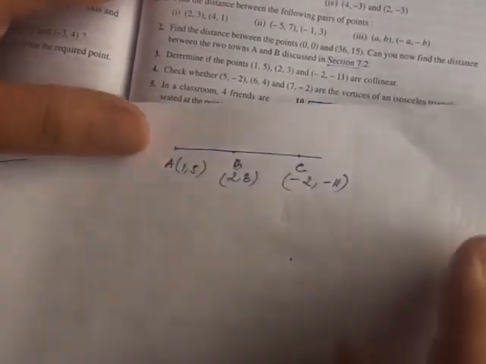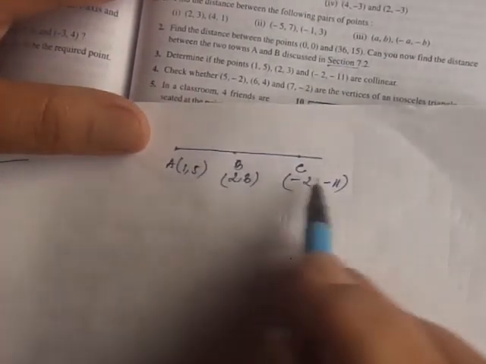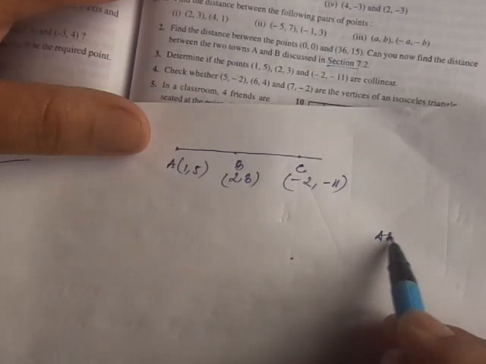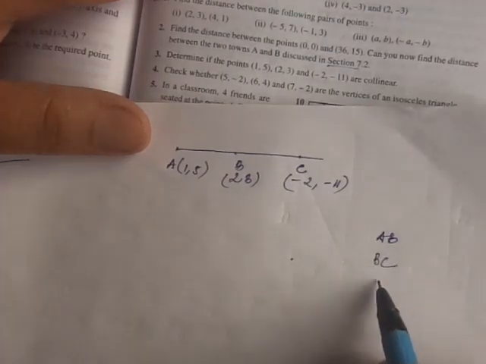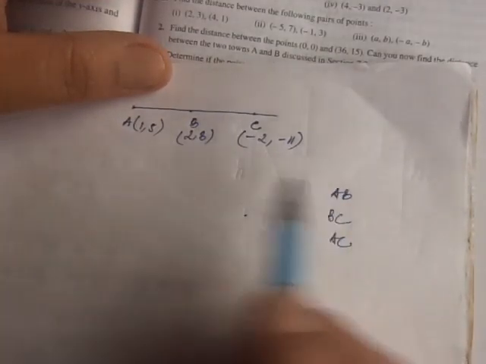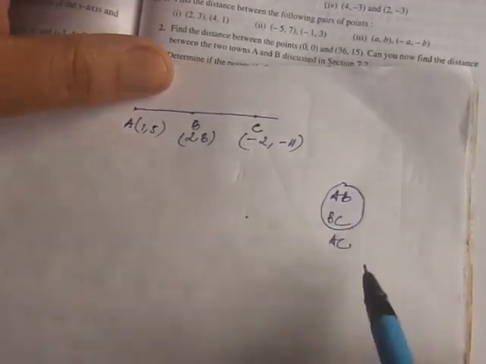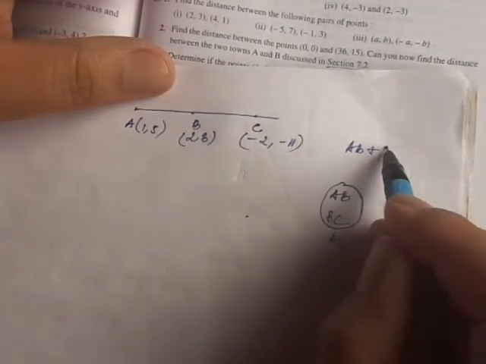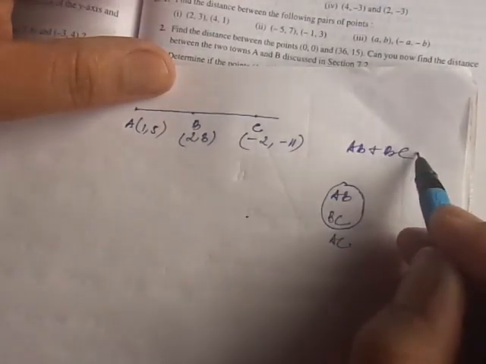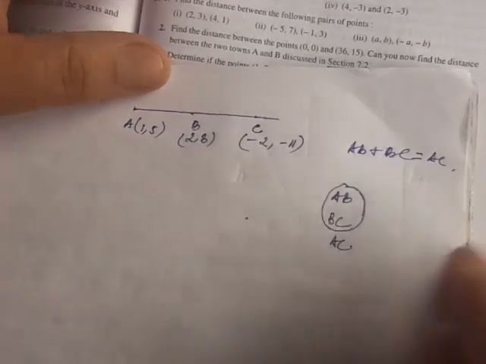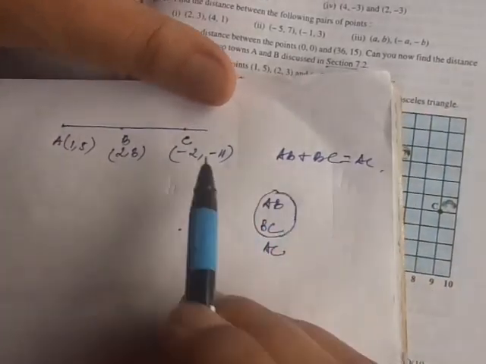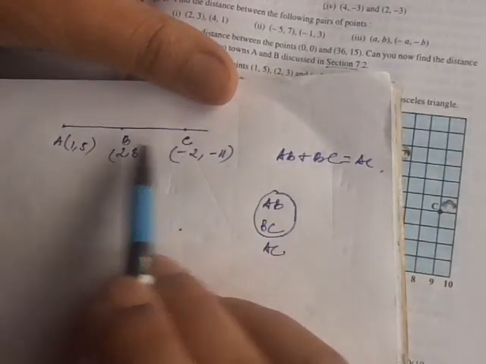Now look here. These 3 points, we can find 3 distances: AB, BC, and AC. So we can say in this case, AB plus BC will be equal to AC here. If they are not collinear, then it will not be equal.